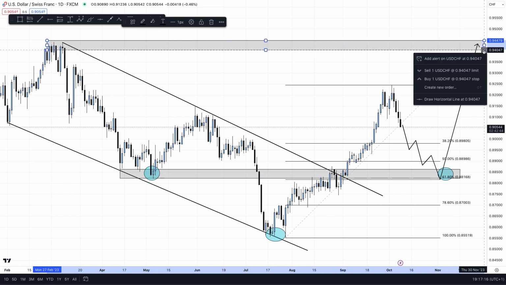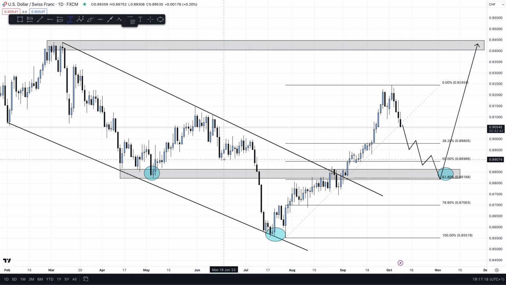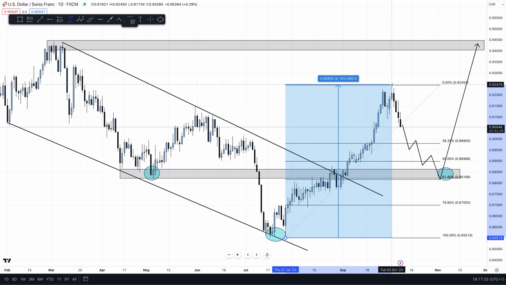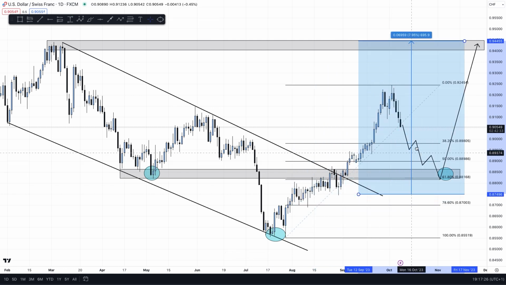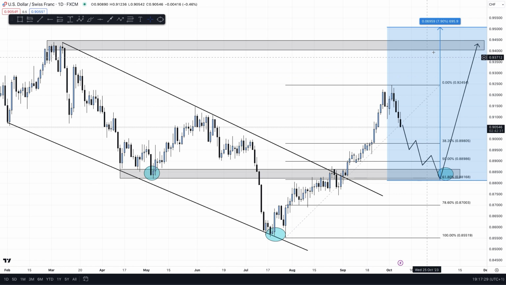Why at least those highs? Well, if I get out the measuring tool and I measure the impulse that we had from the bottom, this big move that we've had, and I drag that to where I'm anticipating the next move to start from, we can see that it does line up with this level up here, plus exceeding it. So I would expect price to at least come into there.